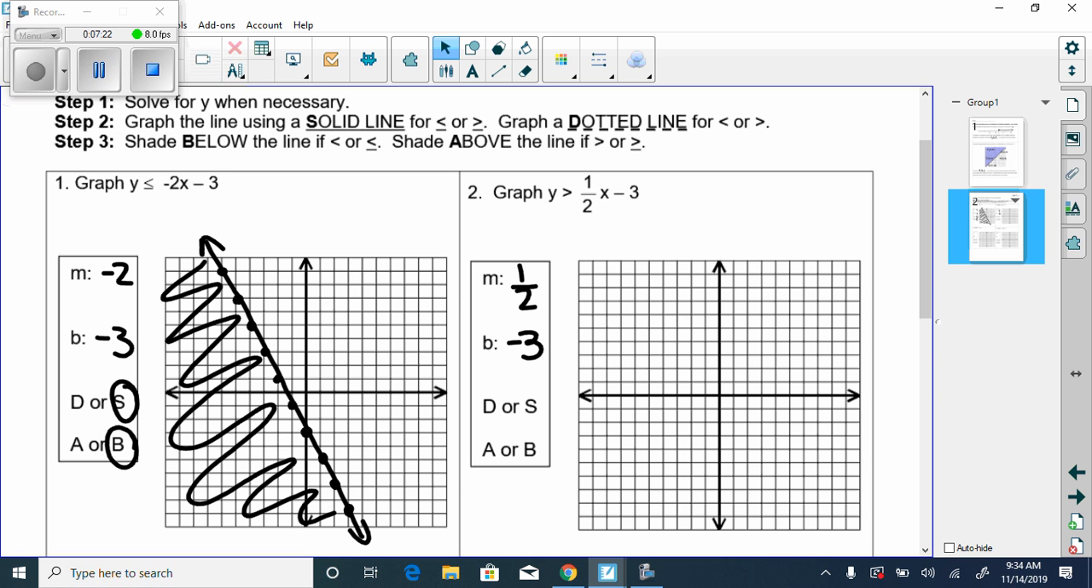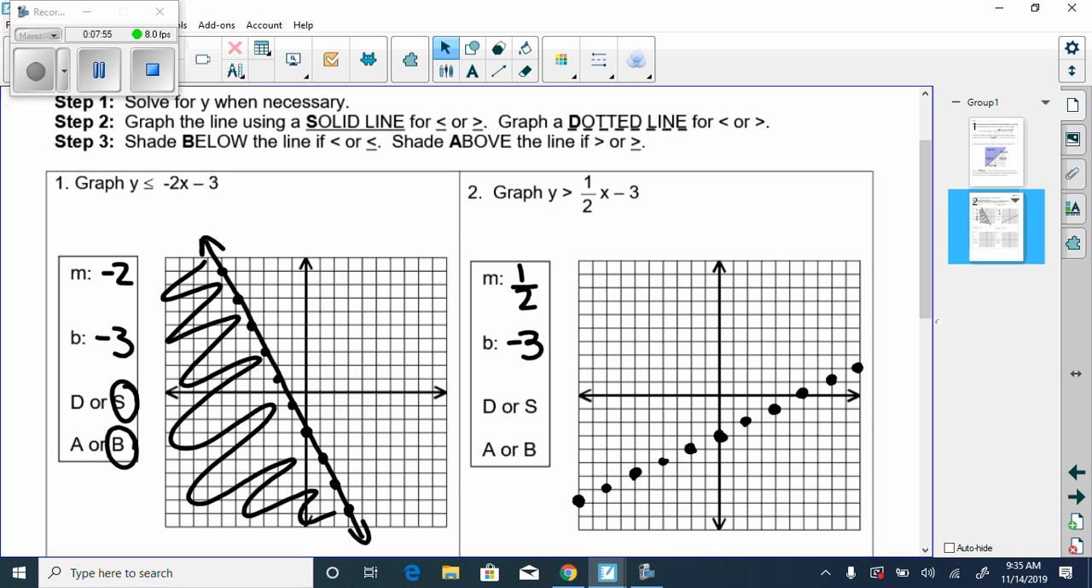So it starts at the same point as last time, but this time instead of going up 2 over 1, where are we going? Right, and this time it's in the positive direction. Okay. Also on step number 2, we're supposed to decide if our line should be dotted or solid.